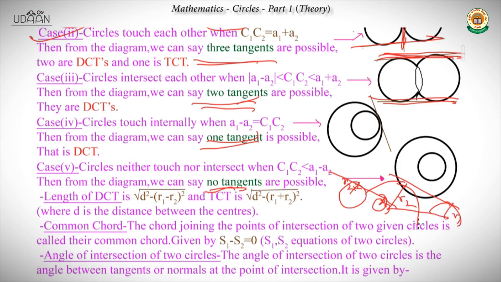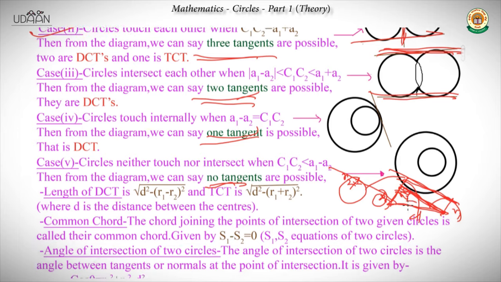Okay. This is d. We'll just drop a perpendicular from here on that. So this is the length of the DCT and this is parallel to it, so this is also DCT. We'll apply the Pythagoras theorem here in this triangle and calculate. Similarly for TCT, we'll do the same thing.